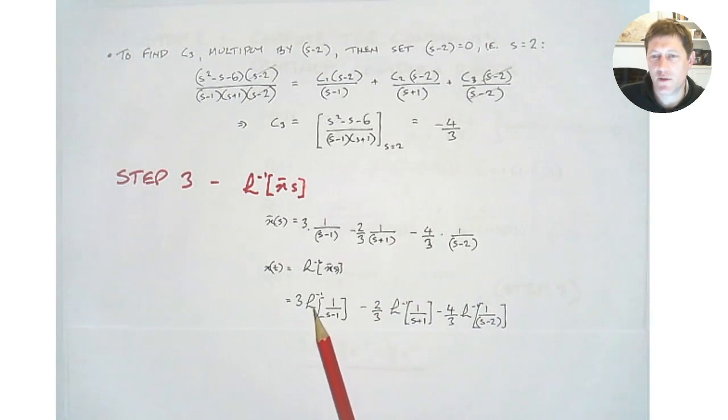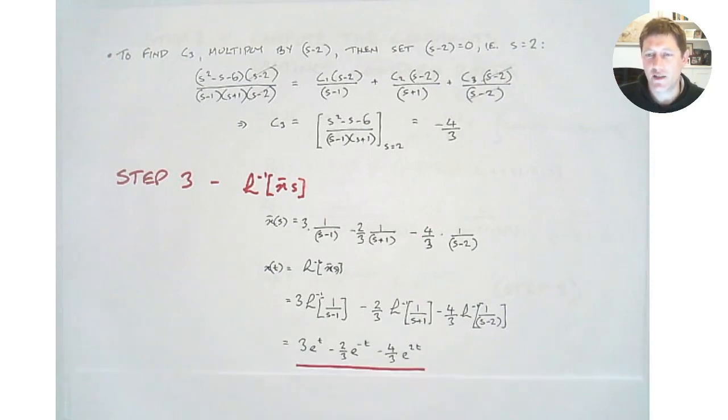And so now we're looking for the inverse Laplace transform of 1 divided by s minus 1. And we saw that already in one of the examples. We saw that 1 divided by s minus a, the Laplace transform inversion, is equal to e to the at. They're all of the same form, it's just the value of a that changes in each of them. And so here we are with our final answer in time, 3e to the t minus 2/3 e to the minus t minus 4/3 e to the 2t.